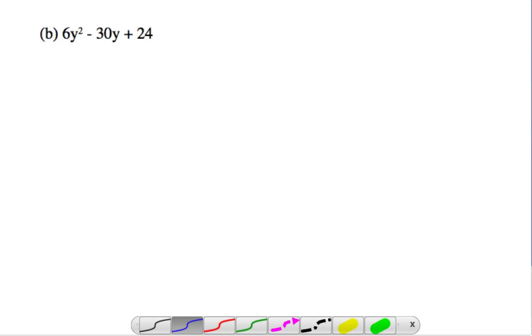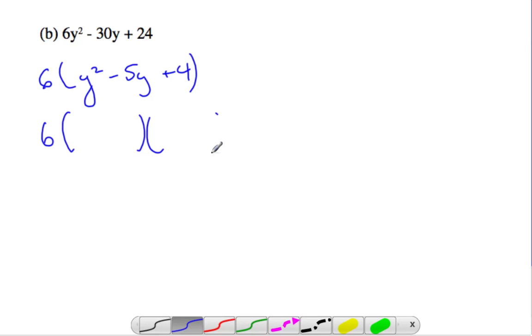Trying B. Again, we're going to look for our common factor. And if I look at this, I think it's going to be 6. Because I get a y squared, a minus 5y, plus 4. Ignore the 6, just write it down. Well, ignore it in the sense that you don't do anything with it other than write it down. Factors of 4 are quite simple. I get a 1 and a 4 and a 2 and a 2.